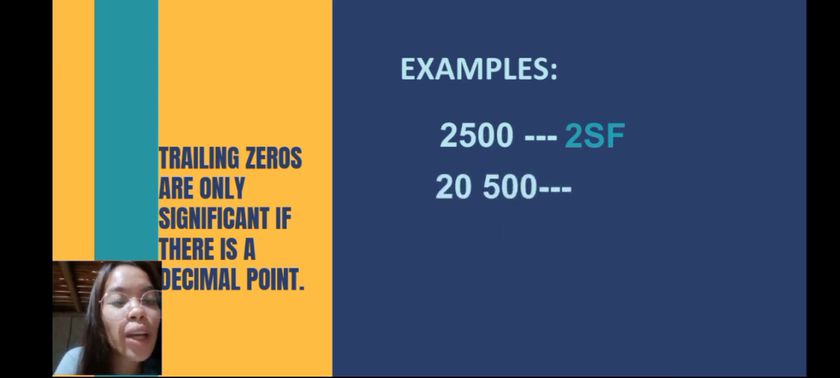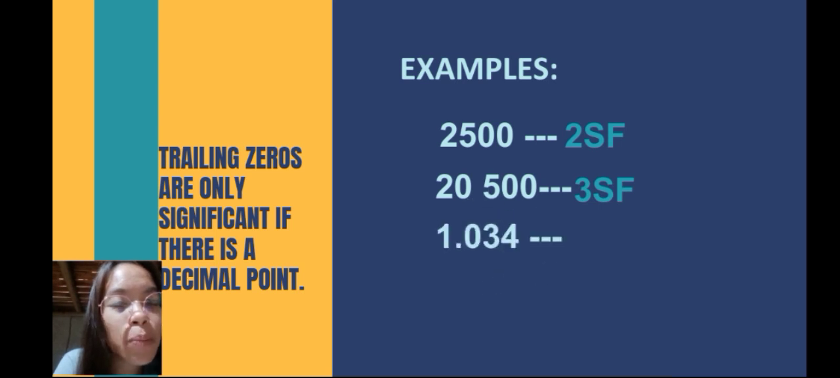Okay, so another. This, 20,500. When we say trailing zeros, the zeros at the final part in the decimal portion are the only ones significant. As we can see here, we don't have any decimal point. That's why, therefore, we have 3 significant figures.